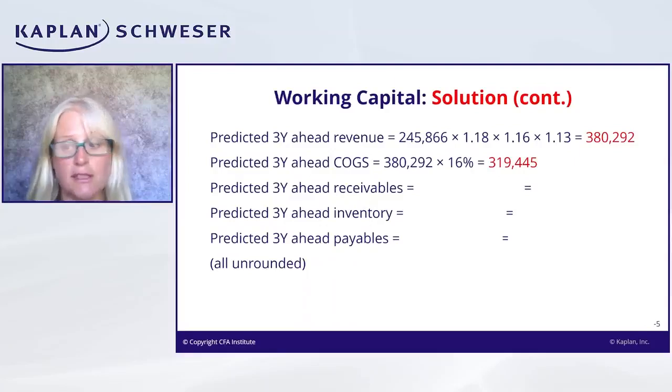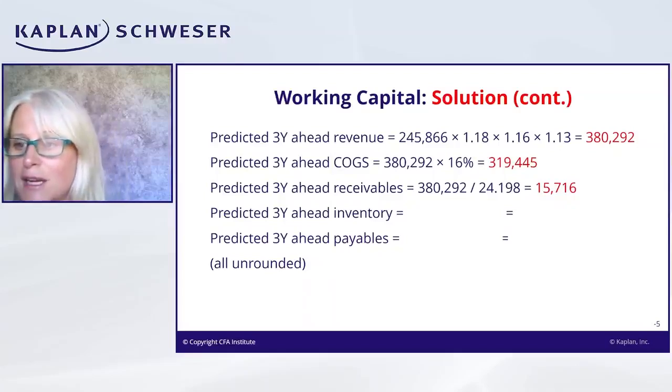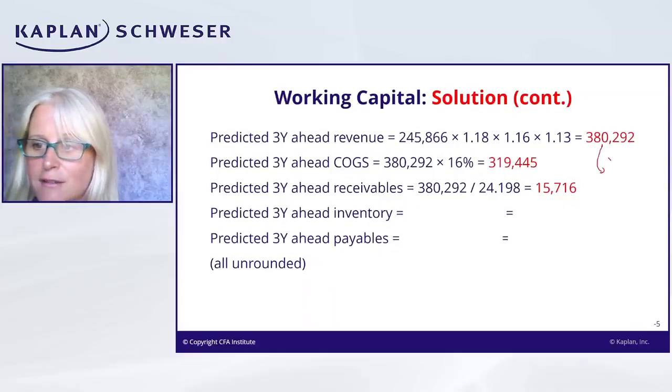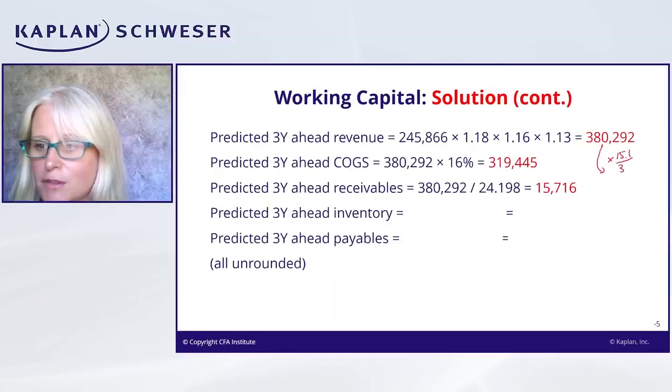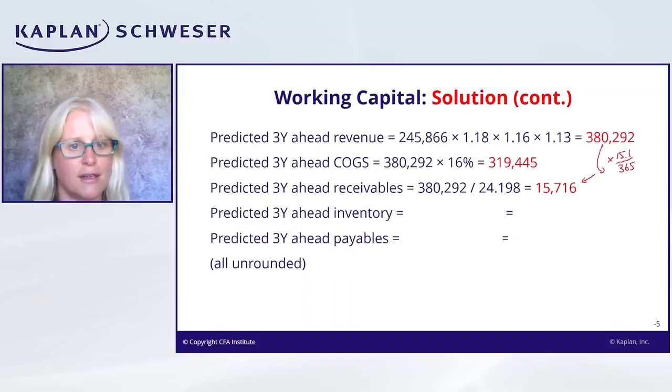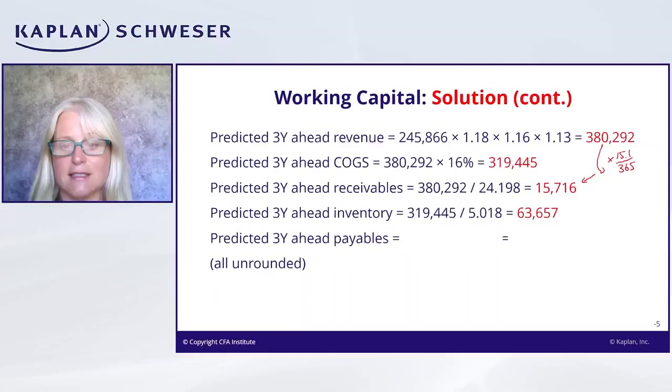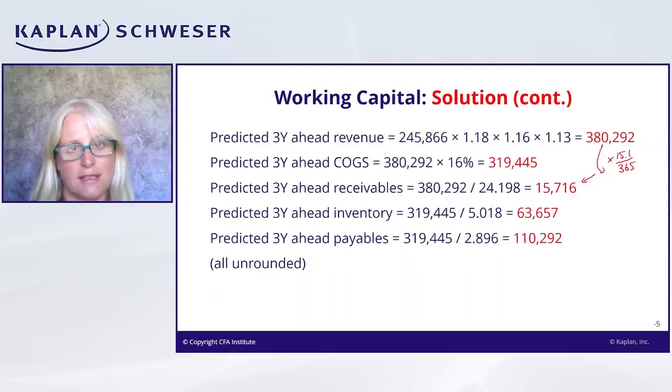So receivables, and this one does it through the turnover, but of course you could do it the same way and say, what's my revenue times what's the days, 15.1 over 365, is the other way of getting to your receivables. There may be rounding in those numbers that will affect your final numbers because they've all been done without any rounding within the calculations. So inventory, same thing. You could use the days, and payables, the same thing.